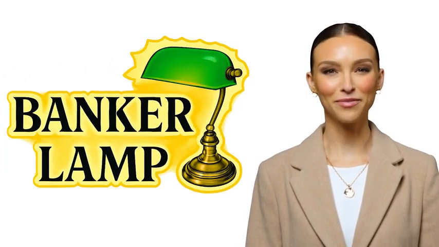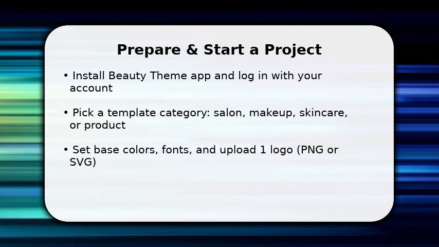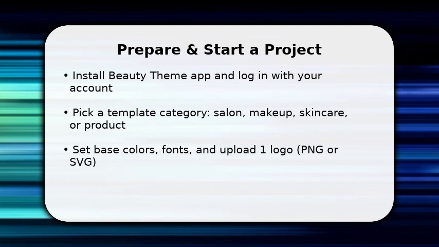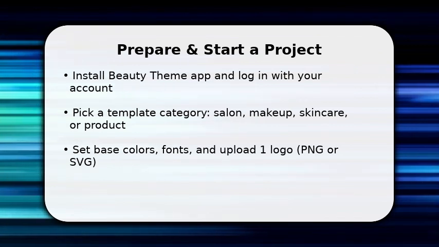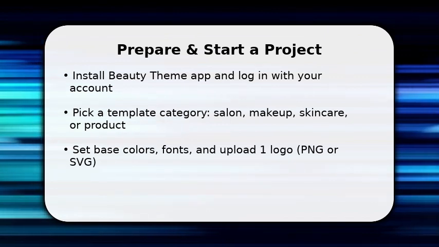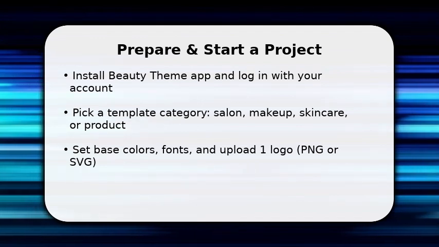Please enjoy the video. You begin by opening the Beauty Theme app and creating a new project. Choose a template that matches your service. You should set base colors and select fonts right away to lock visual identity. Once done, upload a logo file and add a short site title so previews render correctly. Make sure to connect your account credentials to enable saving and cloud sync. These steps get you into the editor quickly and prevent design rework later.